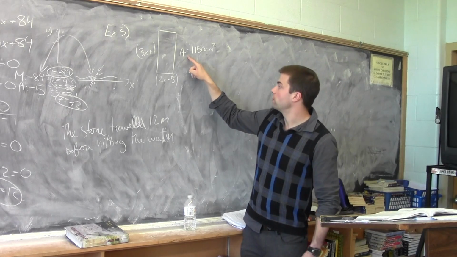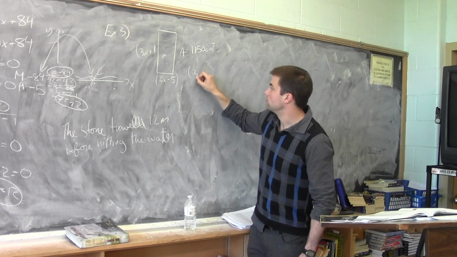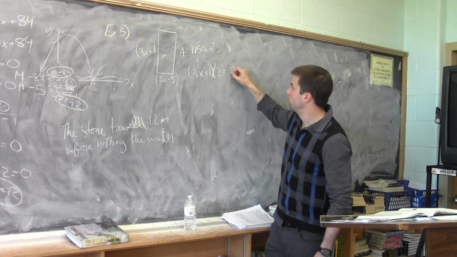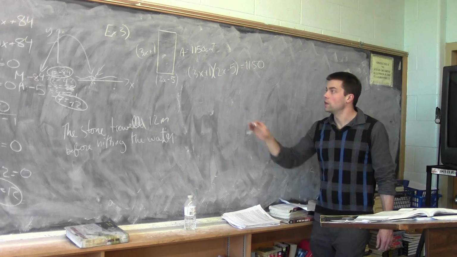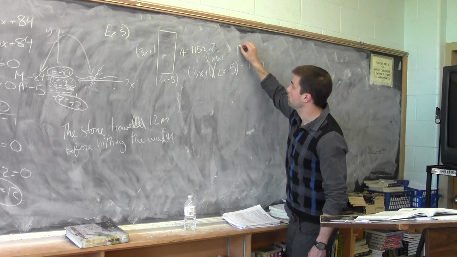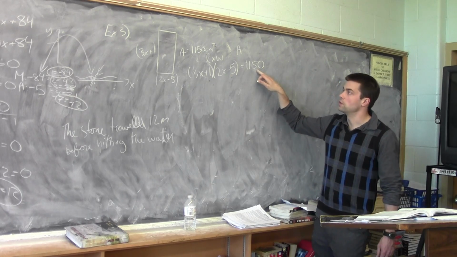So we know the formula for area is length times width, so we would just do that. 3x plus 1 times 2x minus 5 is equal to 1150. This is the formula for area, right? Length times width is equal to area. So I've subbed in those values.